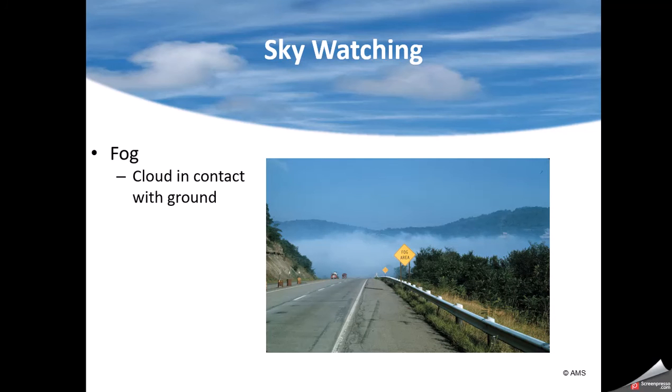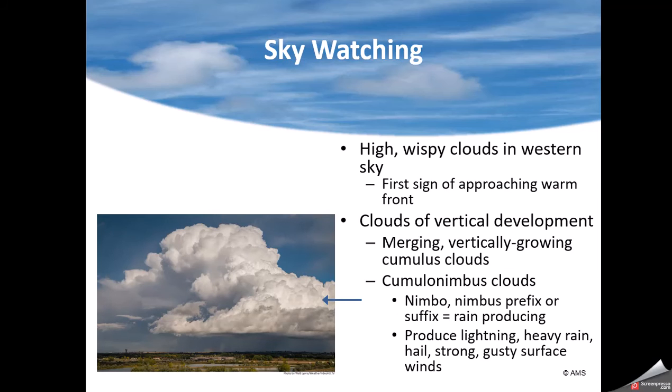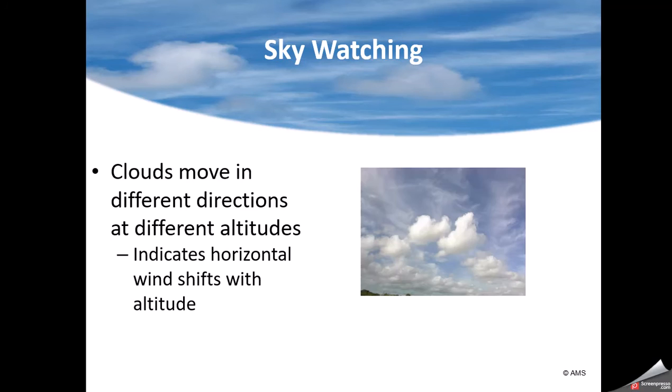Fog is just cloud in contact with the ground, and stratiform clouds generally are sheets of clouds, all uniform in height, not very thick necessarily. And cumulus clouds are real puffy, looking like a thunderstorm here, cumulonimbus clouds. And the clouds can move in different directions. Again, I talk about the three-dimensional atmosphere. So the clouds that are well up in the atmosphere might move one direction. The clouds that are closer to the surface might move in a different direction. It all has to do with the wind speed and the wind direction that's coming from them.